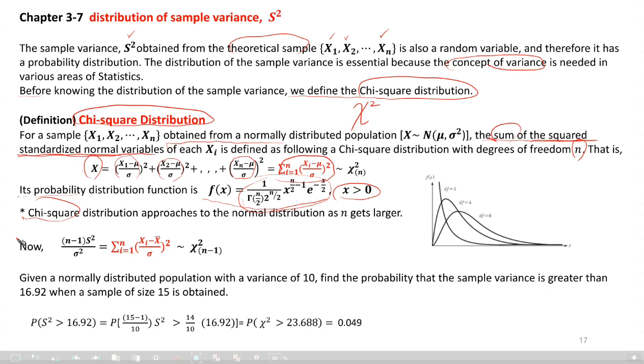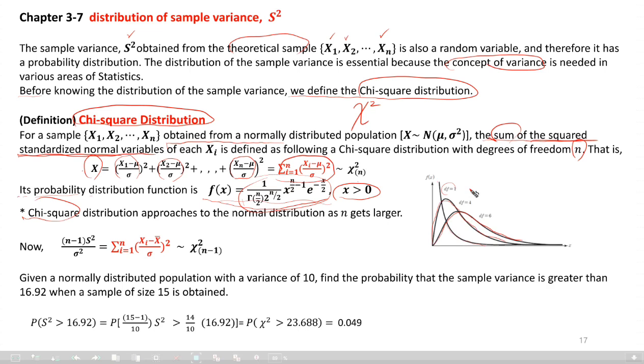Let's see some distribution function graphs. With degrees of freedom 1, the function shows this shape. With degrees of freedom 4, the distribution is like this, skewed to the right. With degrees of freedom 6, it becomes smoother and approaches normal. So when the degrees of freedom are very large, it is like a normal distribution.